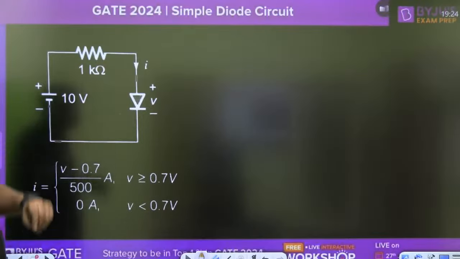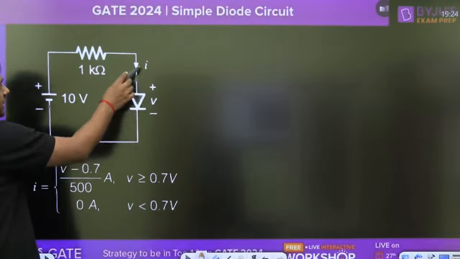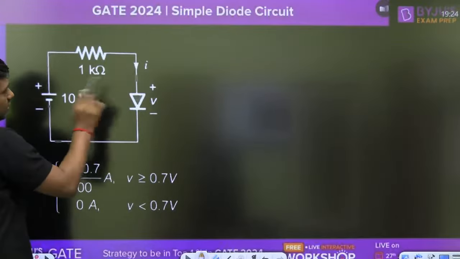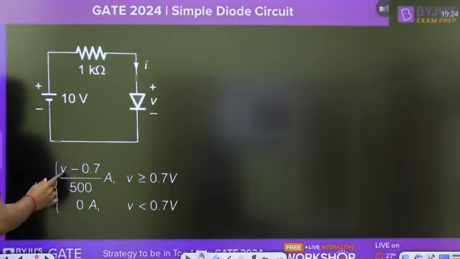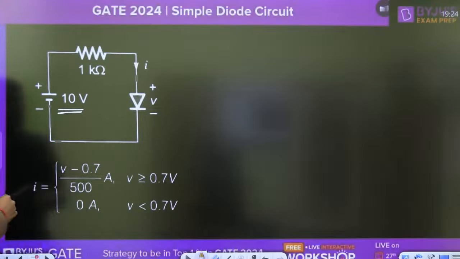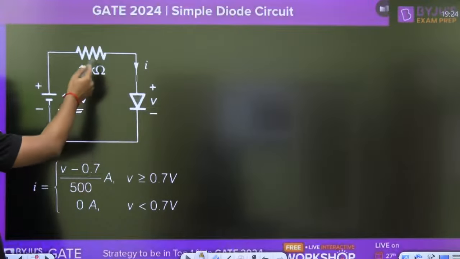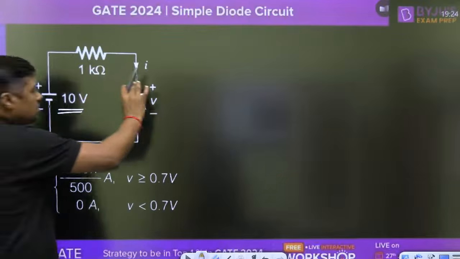How can we solve this question? This V and I are not independent. They depend on each other according to this equation. I is equal to (V minus 0.7) upon 500. Now guys, we are applying the 10 volt. If suppose we assume that it is off, then what is the current? 0. Then what is the drop across the diode?